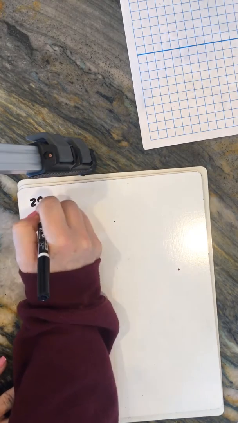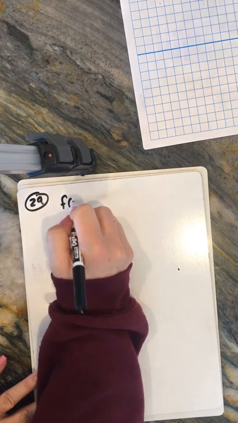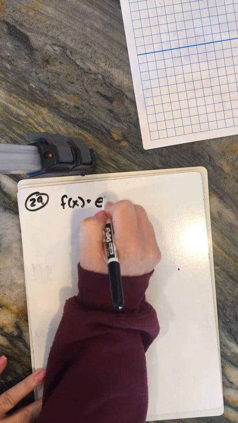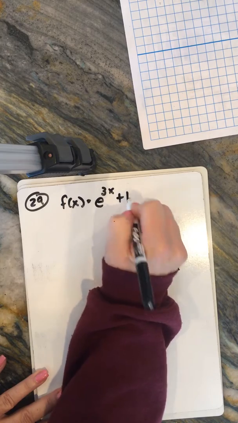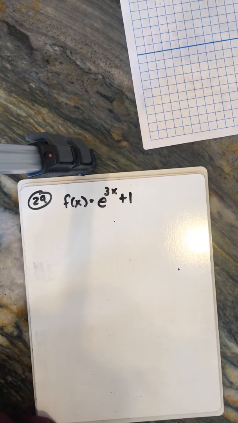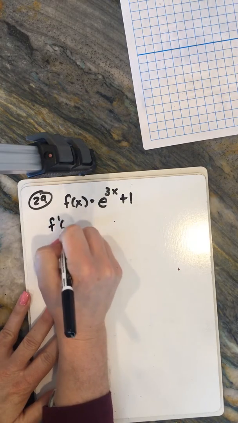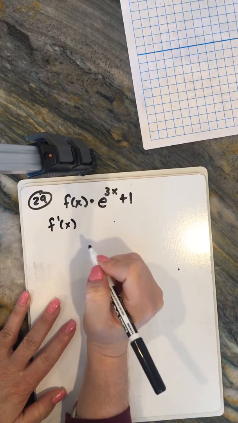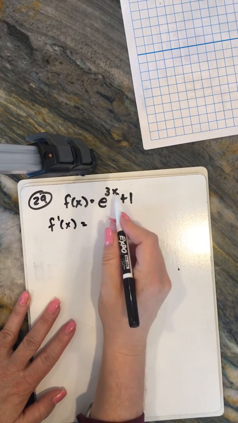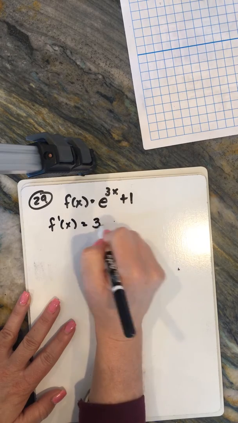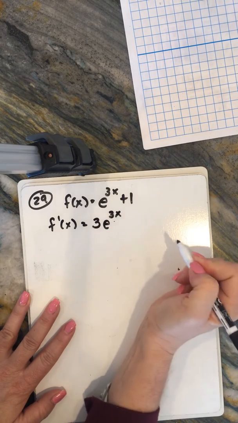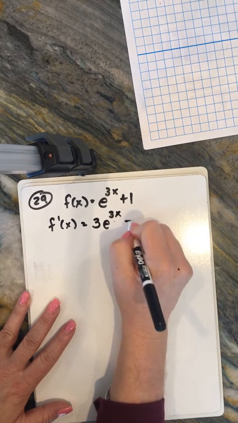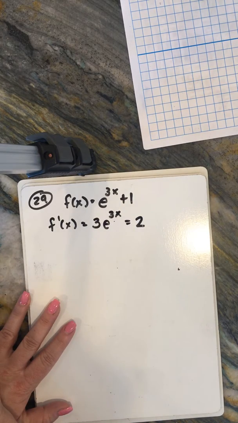Number 29, they give you f of x equals e to the 3x plus 1, and they want you to find the value of x where the slope of the tangent line is equal to 2. So slope of the tangent line means derivative, which means we've got to find f prime. So f prime of x, the derivative of e to the 3x is 3e to the 3x. Derivative of 1 is 0. And they want to know, where is that equal to 2? So we set it equal to 2.